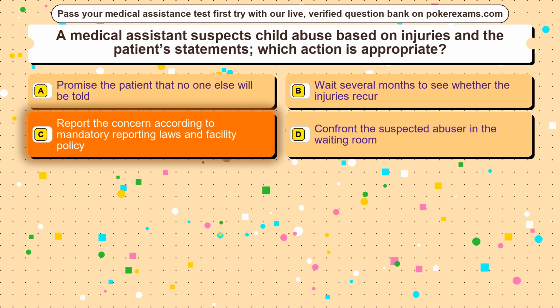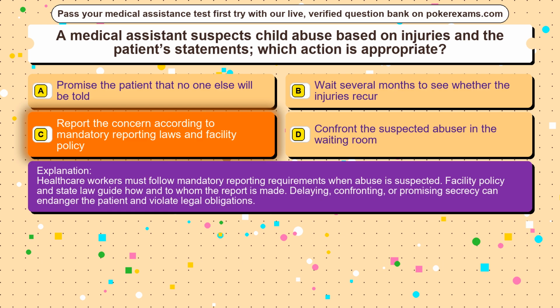The correct answer is option C. Report the concern according to mandatory reporting laws and facility policy. Healthcare workers must follow mandatory reporting requirements when abuse is suspected. Facility policy and state law guide how and to whom the report is made. Delaying, confronting, or promising secrecy can endanger the patient and violate legal obligations.